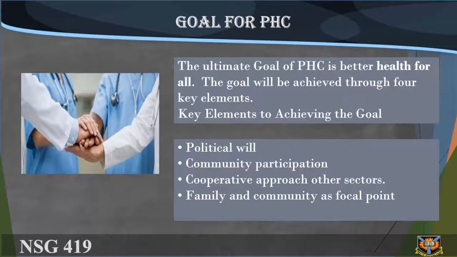Goal. The ultimate goal of PHC is better health for all. The goal will be achieved through 4 key elements. Key elements to achieving the goal: there should be political will to ensure fairness in the distribution of resources within a country; community participation and involvement; and a cooperative approach with other health sectors.